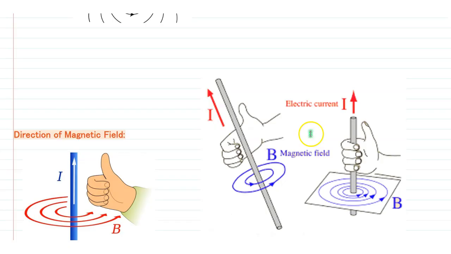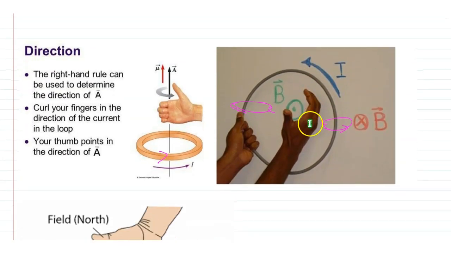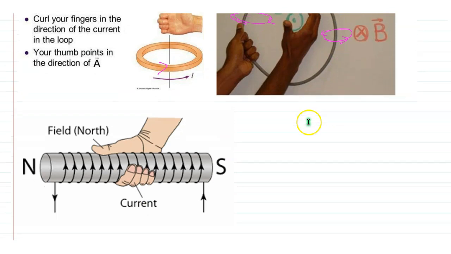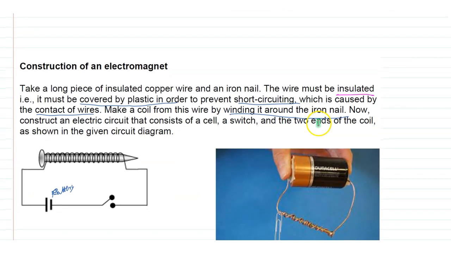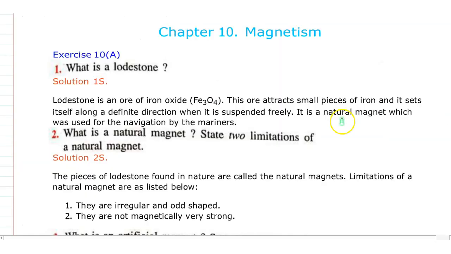Welcome students. In the previous class we completed the discussion about magnet and electromagnet. Today we will discuss the exercise from your books of Selina Publication, chapter 10 Magnetism. Exercise 10A we will discuss today, and next class we will discuss exercise 10B.